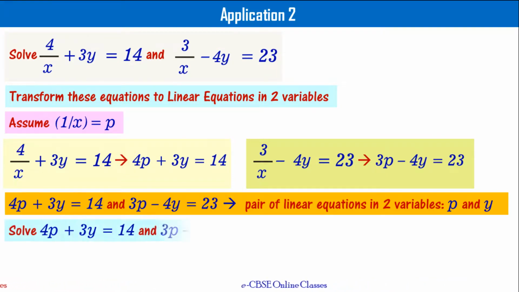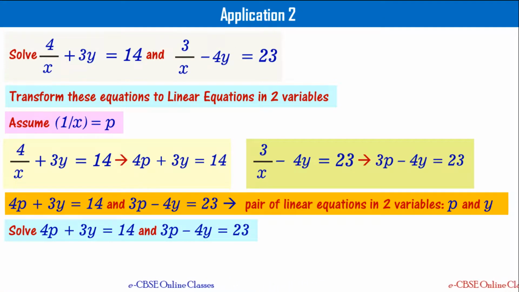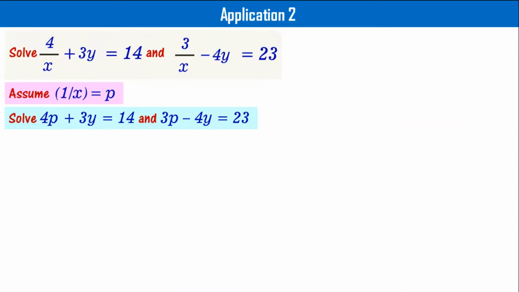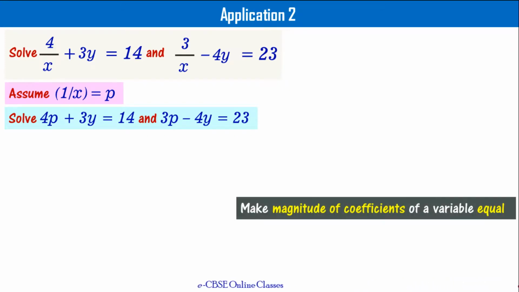Now we can solve these equations using any of the methods, be it substitution method or elimination method. Let's solve this using elimination method now. Here I am slightly taking a different route. For the first step, instead of looking at coefficients, I am looking at the magnitude. I want to make the magnitude of the coefficients of a variable equal. Why, you will get to know in a short while.